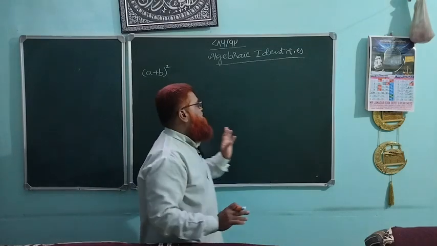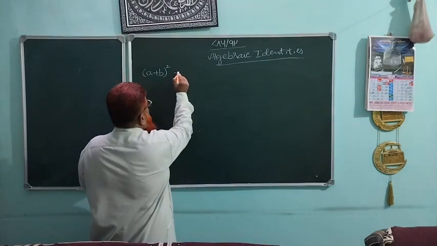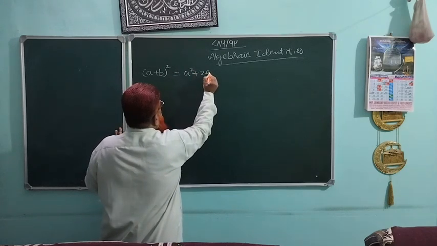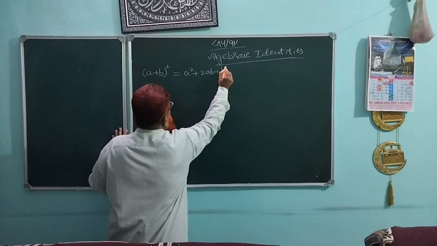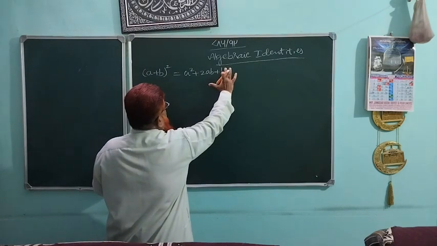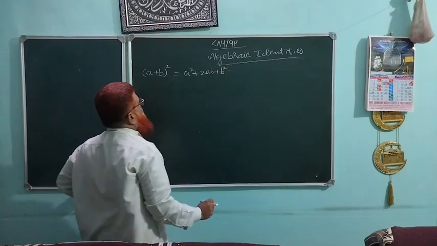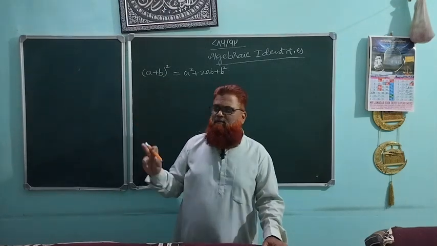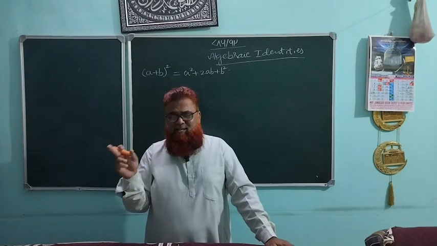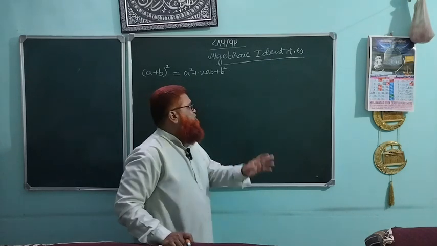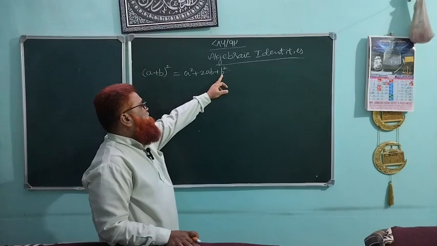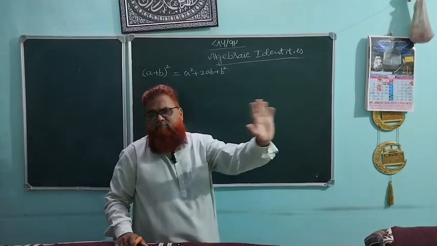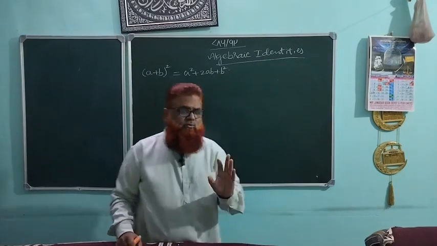So that's why we say (a plus b) whole square. How do we expand this? a square plus 2ab plus b square. This is the expansion of (a plus b) whole square. The sum of two terms whole square is the square of the two terms plus twice the product of the two terms. Square of the two terms means a square plus b square, and twice the product means a and b into 2, that is twice the product of the two terms.